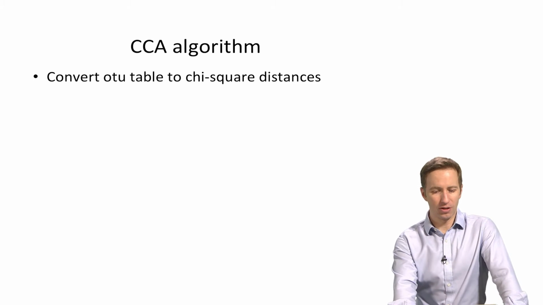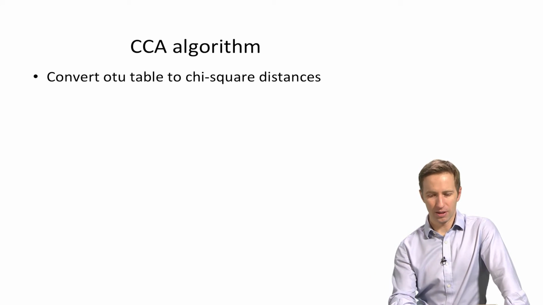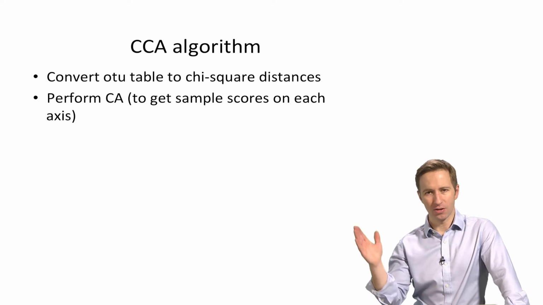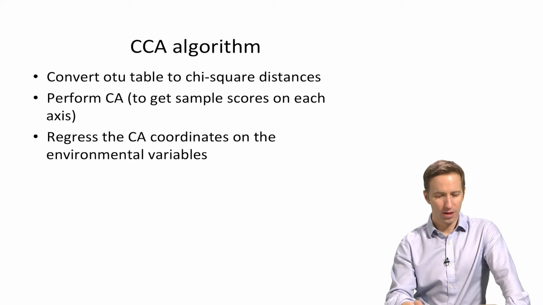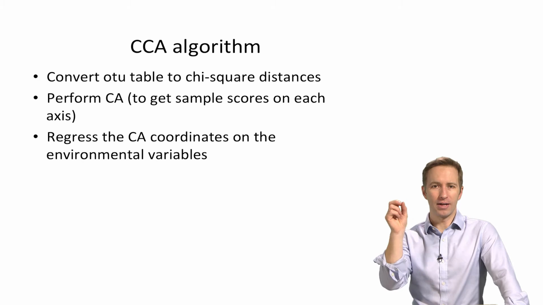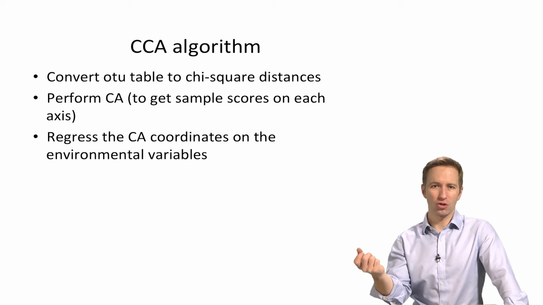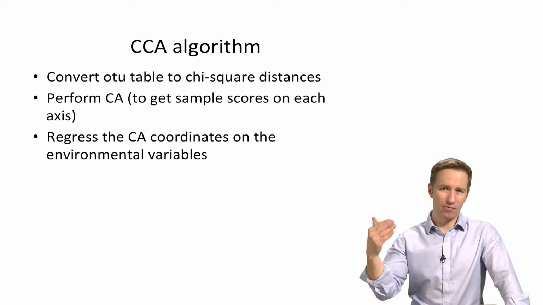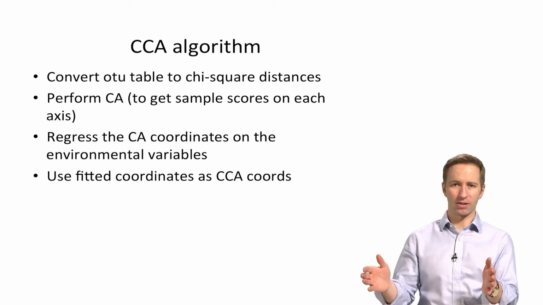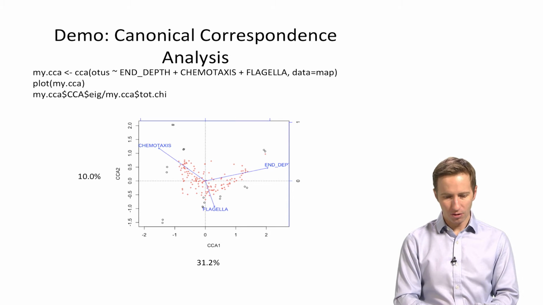A rough approximation to the algorithm for this is to do correspondence analysis. This gives you the chi-square distances. We perform correspondence analysis, so that gives us the positions of the samples along the first axis. Then we regress those optimal positions on the covariates that were provided. And what we're left with are the constrained first axis scores. Then we repeat that for the higher axes. We use those fitted coordinates as the scores along axis 1, and then we do it for axis 2, and so on.